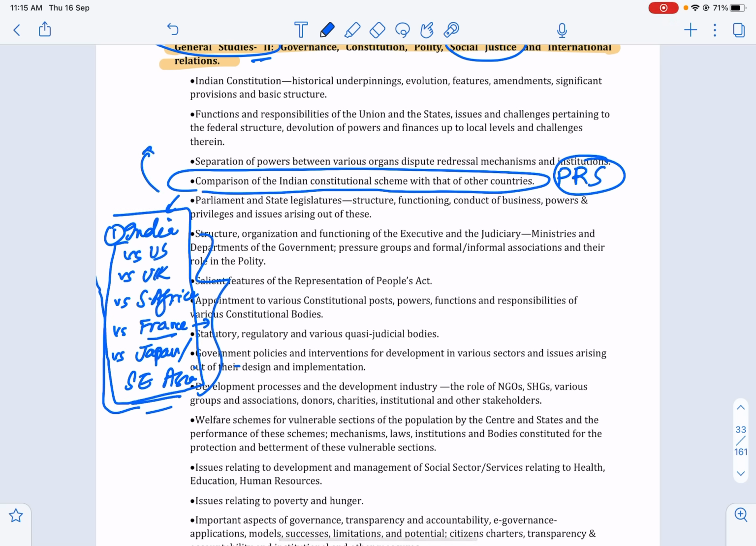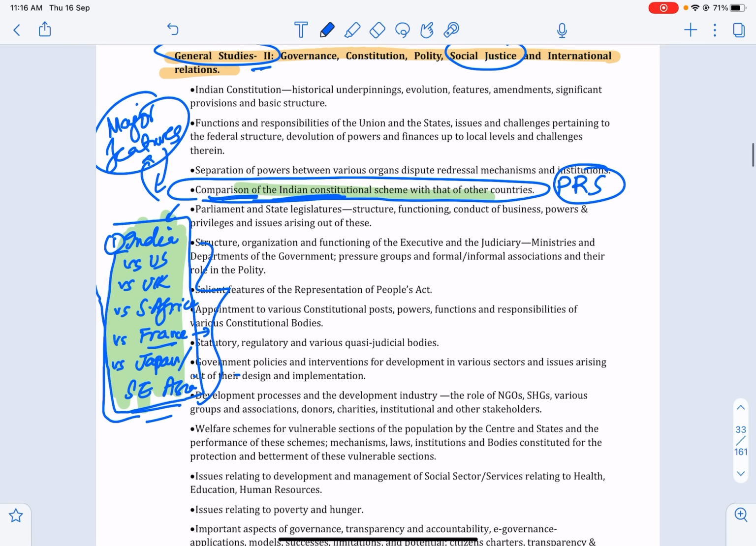Now, second thing you want to understand while studying this topic is also the major features of India's constitution. Unless you understand the major features of Indian constitution, how can you compare them with the other constitutions here? Right? Compare kya karna hai? What do you have to compare? That is also important. So this is how you need to understand the syllabus. Then only will you be able to study for UPSC properly.